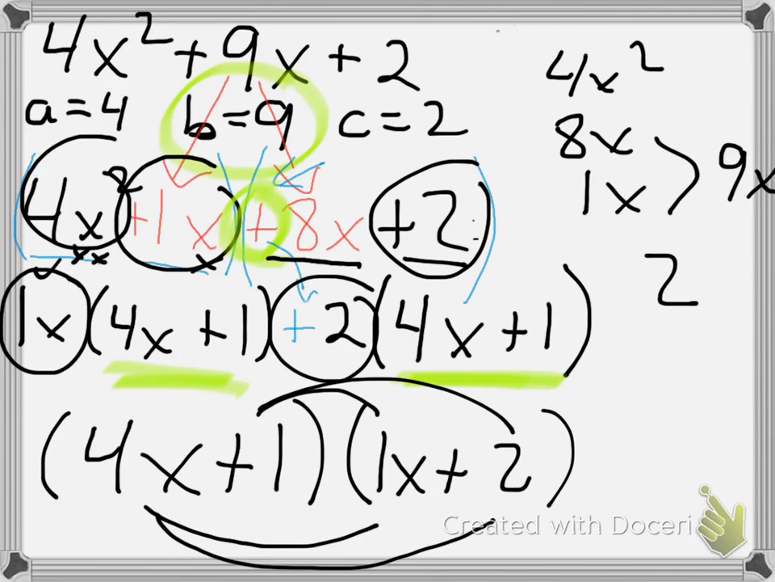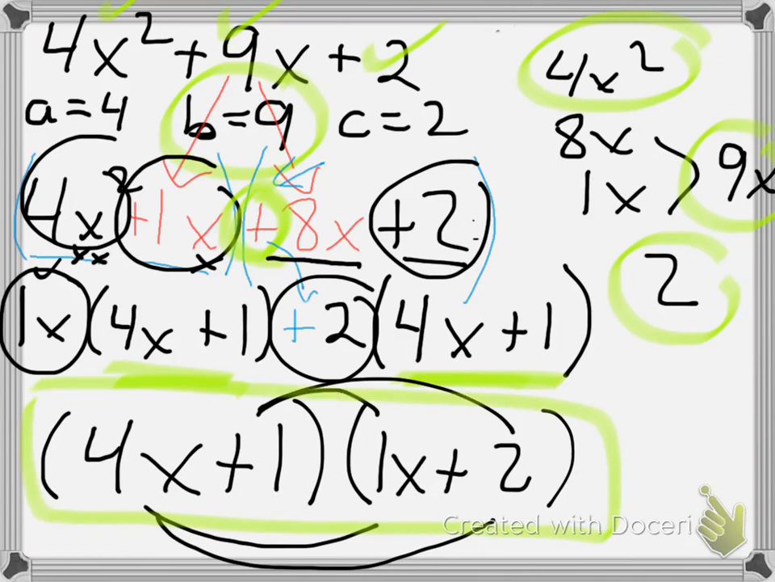And so if you actually look at these three things, you have 4x squared, positive 9x's, positive 2. This must be the right answer. And we've solved this thing. We've factored it out. Thank you.